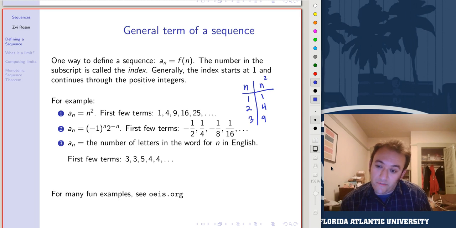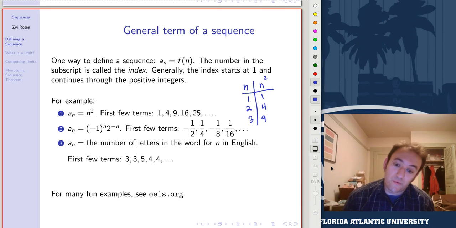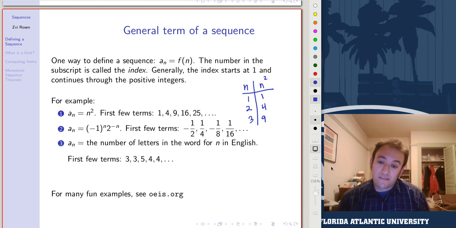Similarly, if we define the general term a_n equals (-1)^n times 2^(-n), the first few terms are -1/2, which is what you get when you plug in n equals 1 to the formula, then 1/4, that's positive, and that's what you get when you plug in n equals 2. Similarly, n equals 3 gives -1/8, and n equals 4 gives 1/16.